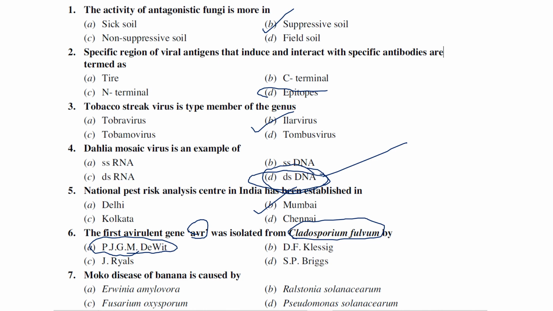Next one: Moko wilt of banana is caused by Erwinia amylovora, Ralstonia, Fusarium oxysporum, or Pseudomonas solanacearum. We know very well that Moko wilt of banana is caused by Ralstonia solanacearum.